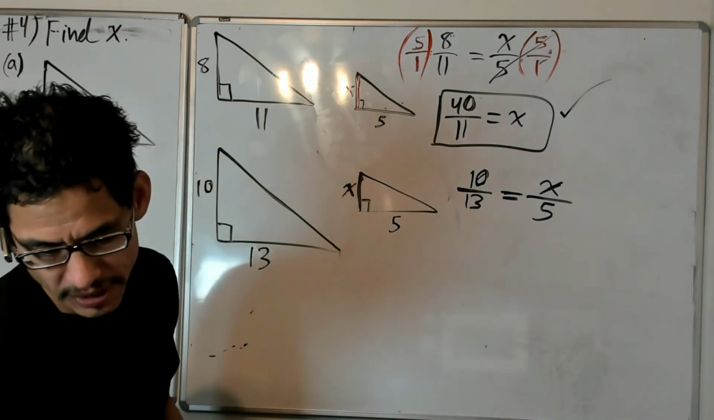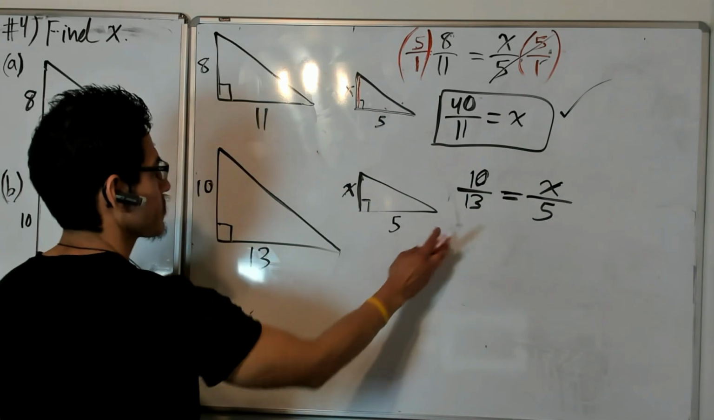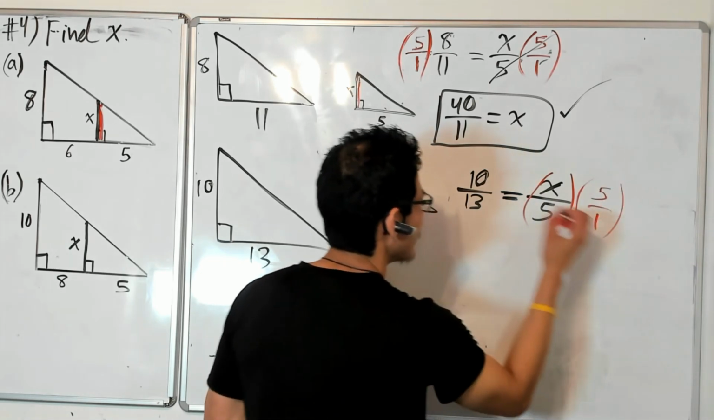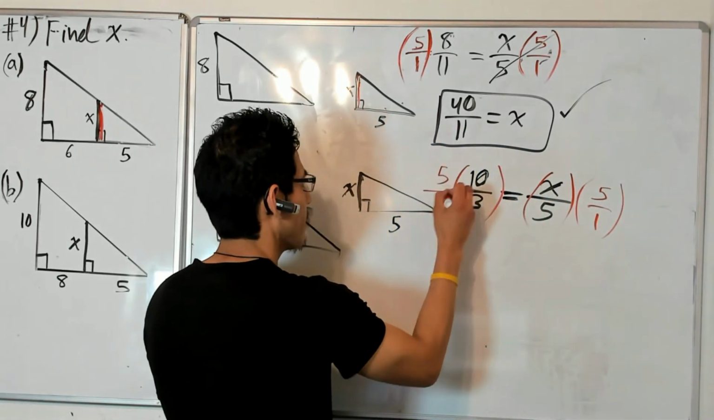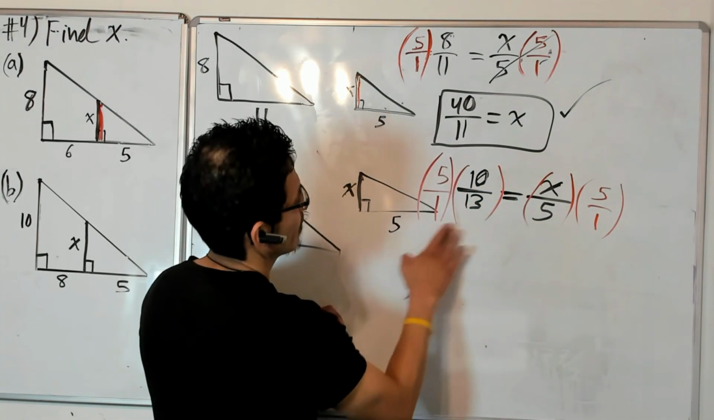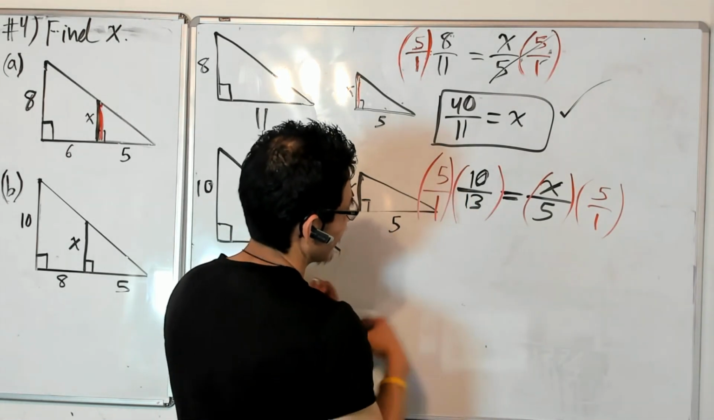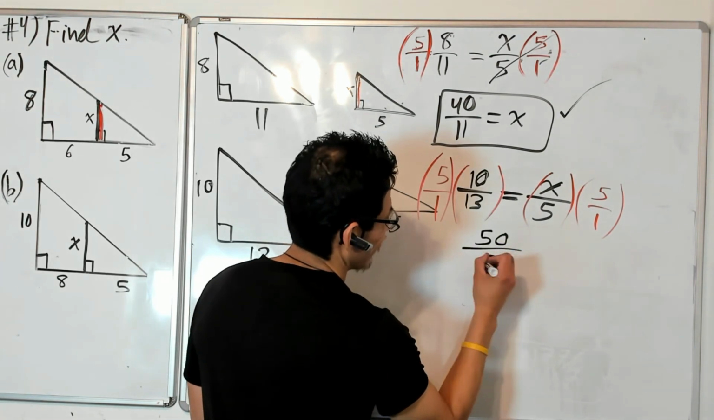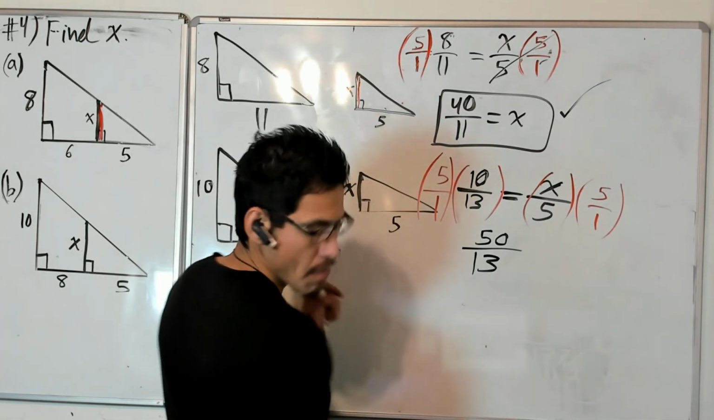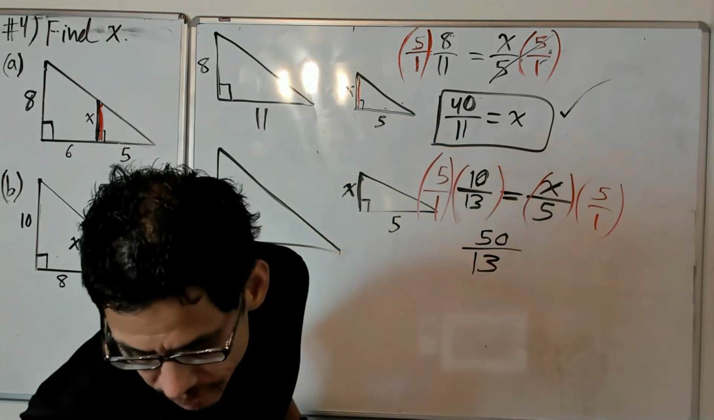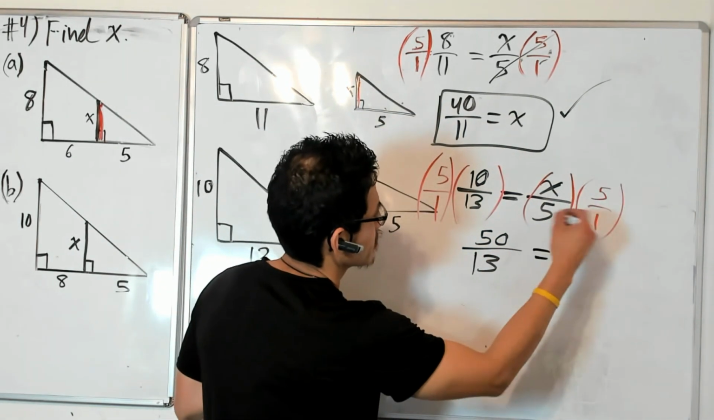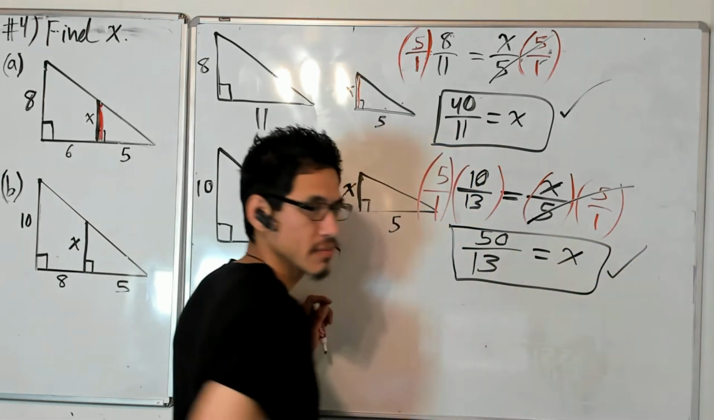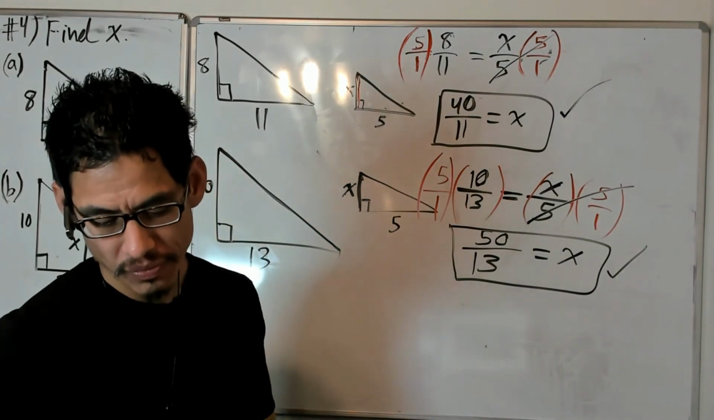Same thing, the same base, I guess it is. Well, the same 5s. All right, multiply both sides by 5 over 1. And we get 50 over 13. Did I write that? Yeah. 50 over 13 equals x. Didn't I make a silly mistake? Yeah, perfect.